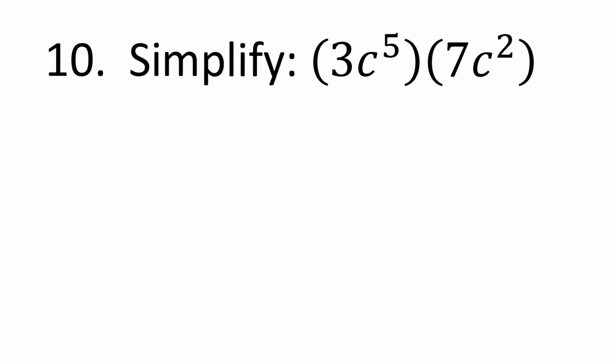Number 10, you're multiplying. It says simplify, but I know I have to multiply because there's nothing in between the parentheses. So even though it doesn't say multiplication, I know I have to multiply because you have parentheses, nothing in between. So you're multiplying 3c to the 5th times 7c to the 2nd power. You're going to multiply the coefficients, 3 times 7. And you're going to multiply the bases, keep the base, and add the exponents, 5 plus 2. That's what you do when you multiply the same bases.